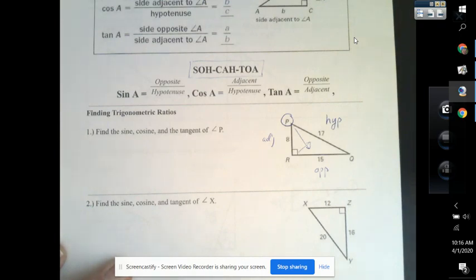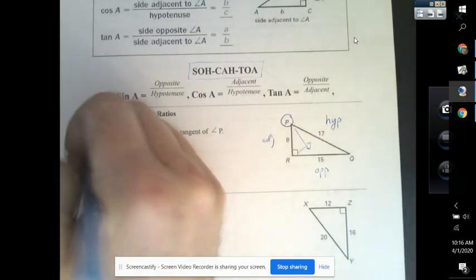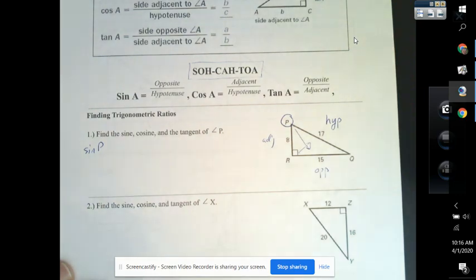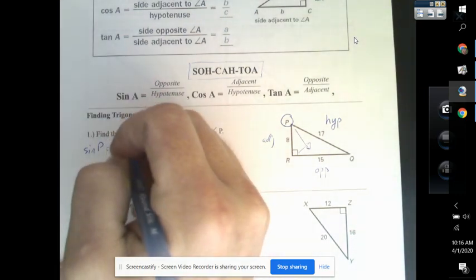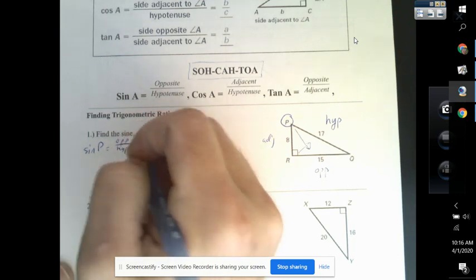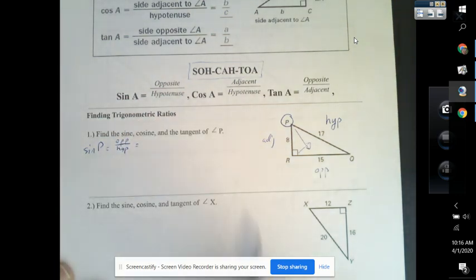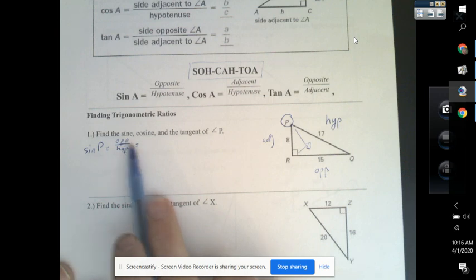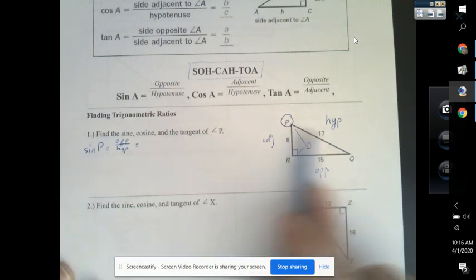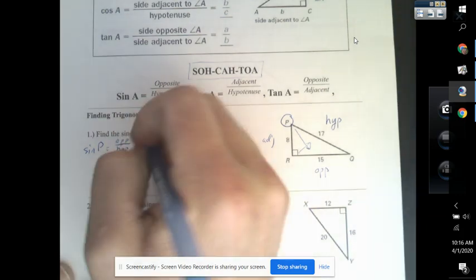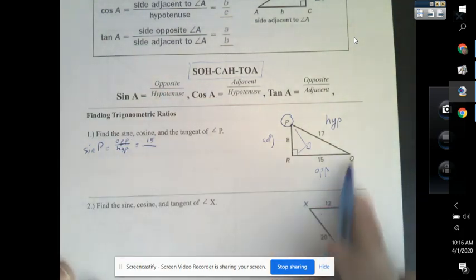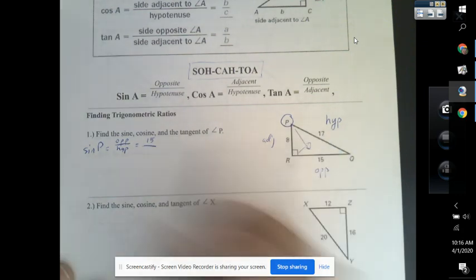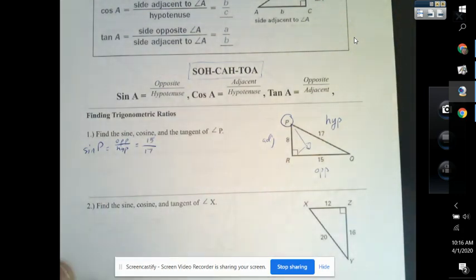Okay, cool. So sine of P, we write this out as sine P equals, you'll notice it's written up here as O over H, opposite over hypotenuse. You do not have to write that every time, but it's a good guide. All I do is I look over here, my opposite, what number represents opposite? Well, we labeled it 15. Your hypotenuse over here, the number labeled for hypotenuse is 17. Done. That's it. Sine of P is 15 over 17.